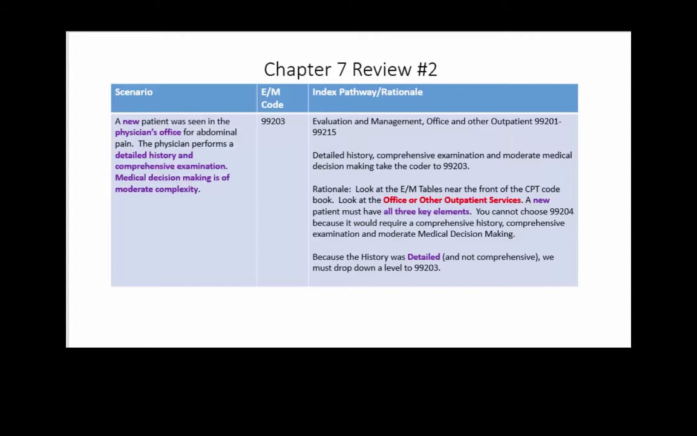I recommend looking at the tables there in the front of the CPT code book. There's one for office and other outpatient services for a new patient. Look for those, and you see that a new patient has to have all three key elements. And that means when you look at that table, you cannot choose 99204 because that would require a comprehensive history, a comprehensive exam, and moderate medical decision making. So we cannot choose 99204, so we drop down a level to 99203, and that allows us to capture that detailed history. It was not comprehensive, so we had to drop down to the 99203.